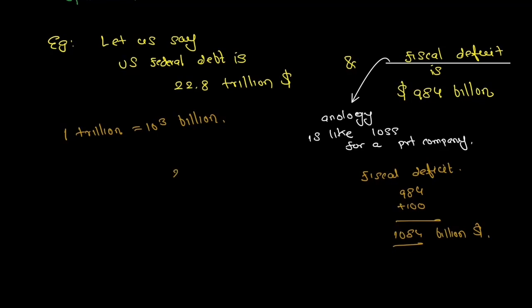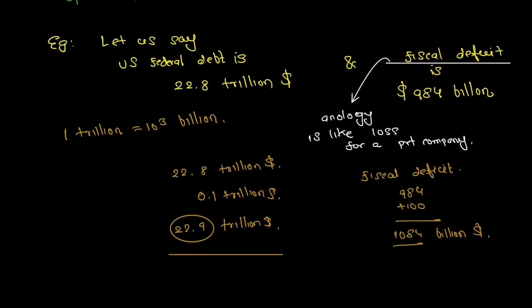In federal debt, when you add this $22.8 trillion, it's basically $1 trillion, correct? So it makes a total of $22.9 trillion. What is this $22.9 trillion? It is the total debt that is outstanding for the US economy, and fiscal deficit is for the given current year. Okay, I'll just write this down once more.